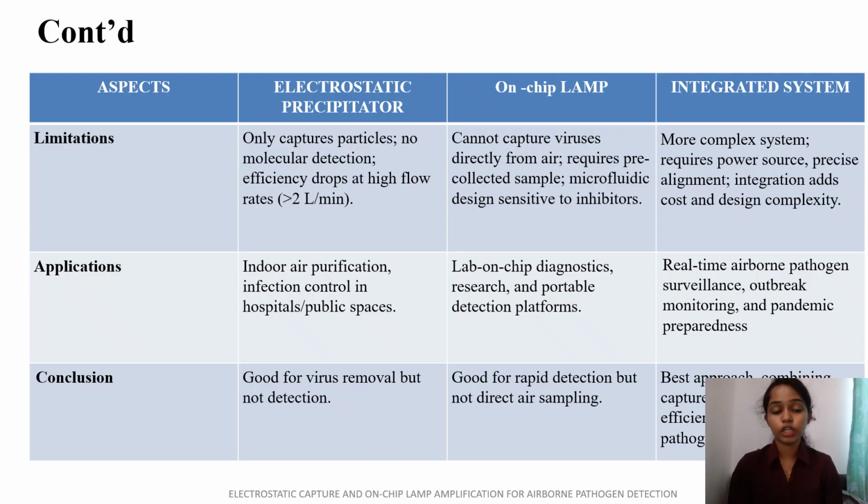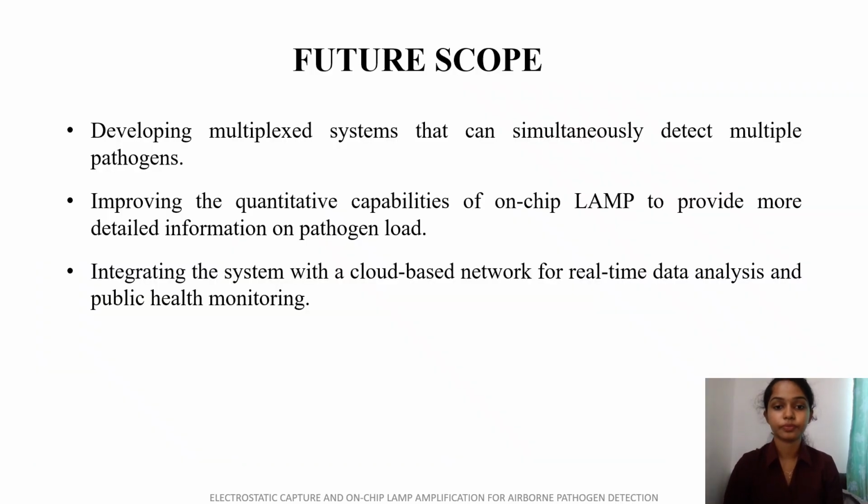Here we can conclude that electrostatic precipitators are good for virus removal but not detection. On-chip LAMP is good for rapid detection but not for direct air sampling, and the integrated system is the best approach as it combines the pathogen capturing and the detection technologies.